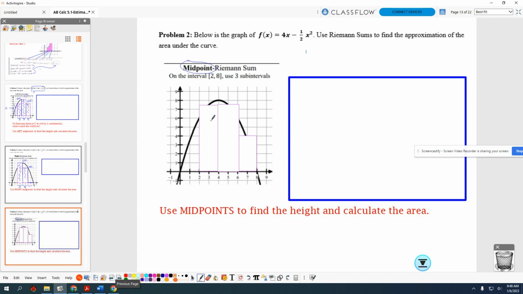And then the midpoint one, where the height is found using the x value in the middle. So we need f of 3, f of 5, and f of 7. So go through and do those calculations. I want to see work on your paper. I will check it on Monday.